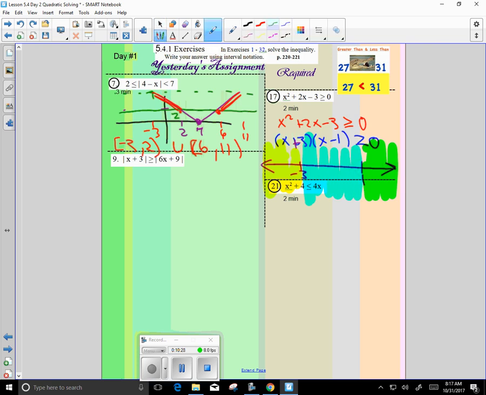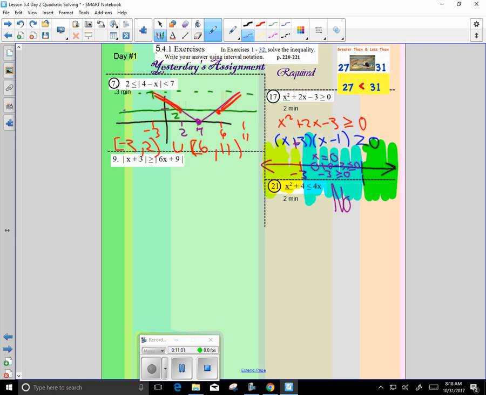So we just pick convenient numbers. Like, let's do the blue again. Let's go in the middle. This one here, what's a nice number? X equal to what? Oh, 0 for sure. And so if you have 0 squared plus 2 times 0 minus 3, is -3 greater than or equal to 0? No. 0 plus 0 minus 3 is not greater than or equal to 0. So we would say no to the blue.